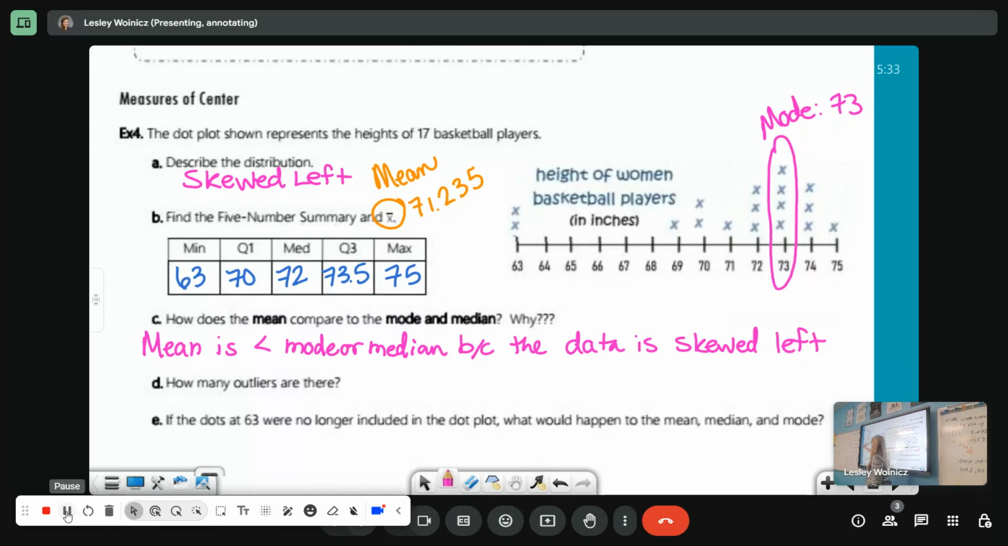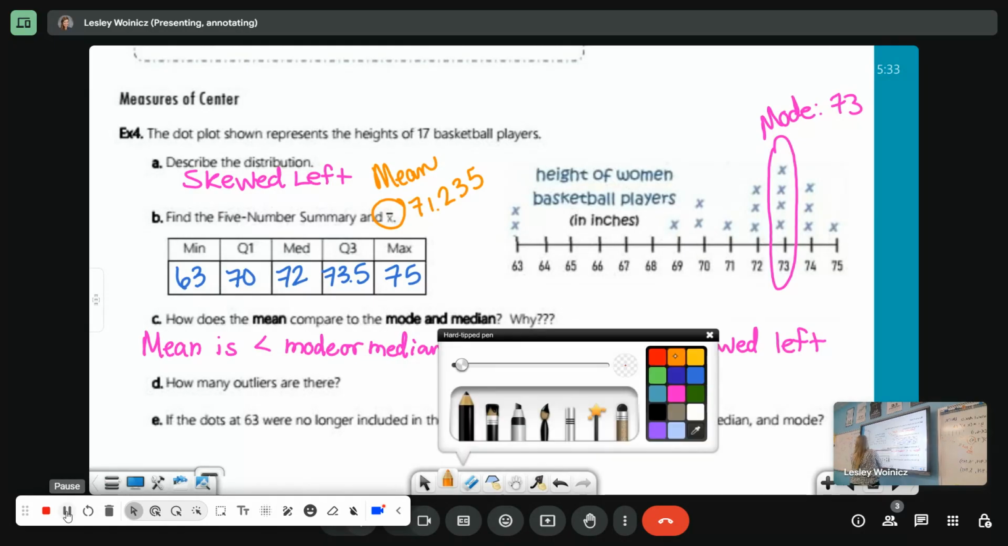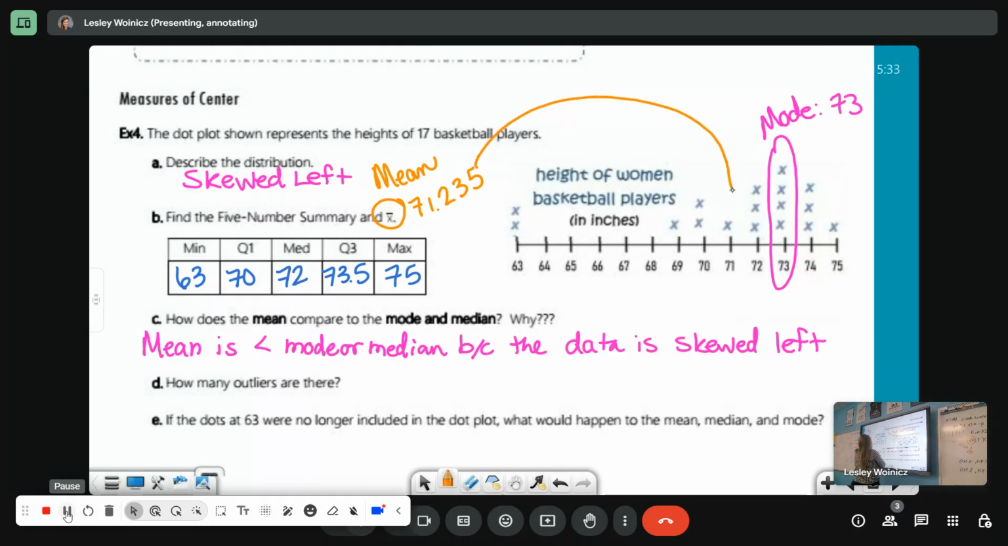Okay, my median is 72. It's in my lump. My mode is 73. It's really in my lump. My mean is 71.235, which is right there. It's kind of on the edge of the lump, on the bottom edge of the lump. Any questions about how that works?